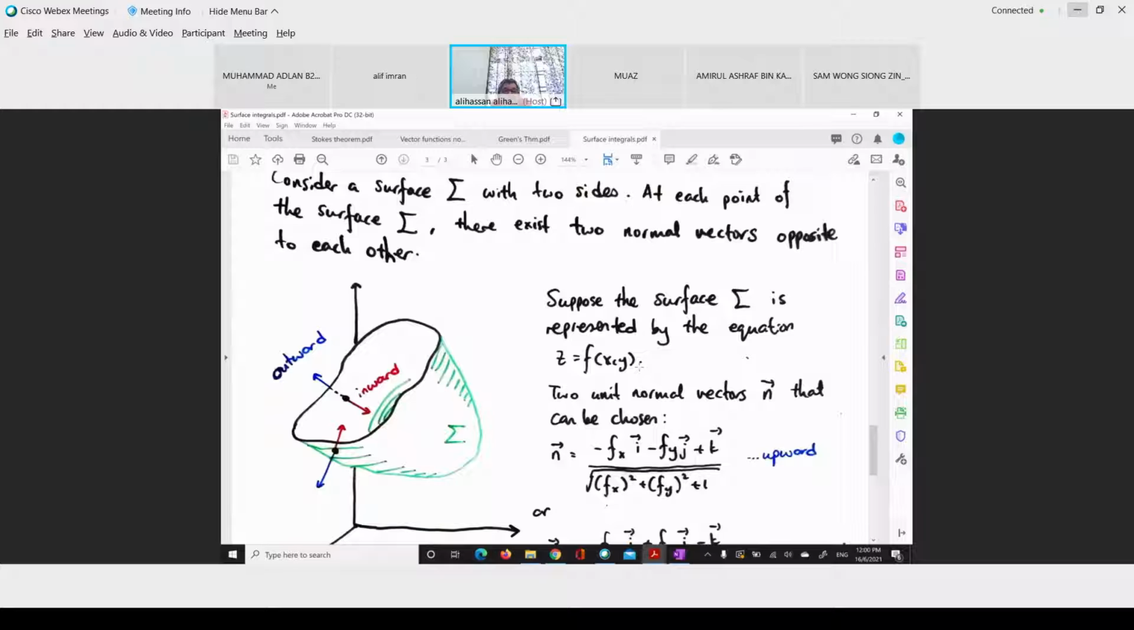So the rate of fluid passing through sigma in the direction of the normal vector n can be written as a dot product: rho, the density, times the velocity vector dot product with the normal vector, times the surface area S here.